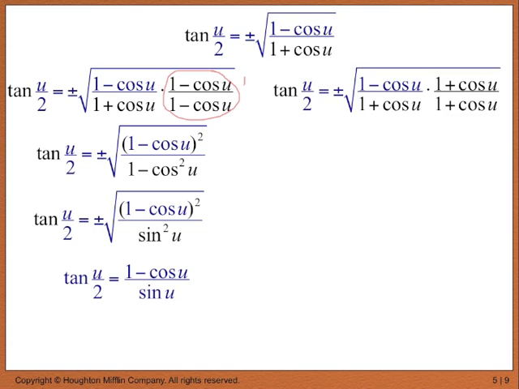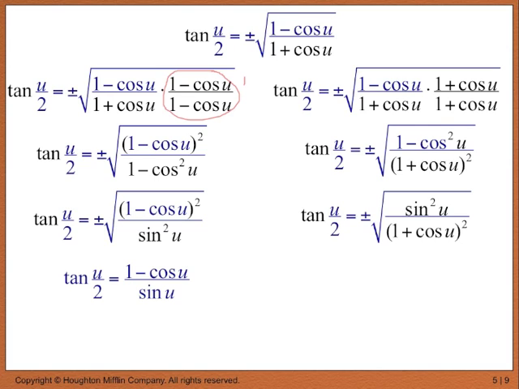Okay, so similar steps. Tan u over 2 equals plus or minus the square root of (1 minus cosine u) over (1 plus cosine u) times (1 plus cosine u) over (1 plus cosine u). Tan u over 2 equals plus or minus the square root of (1 minus cosine squared u) over (1 plus cosine u) squared. Tan u over 2 equals plus or minus the square root of sine squared u over (1 plus cosine u) squared. Again, all we did was use the Pythagorean trig identity. Finally, tan u over 2 equals sine u over 1 plus cosine u.